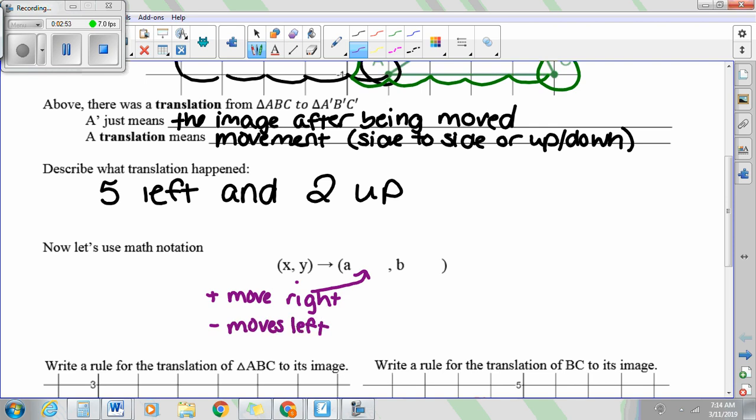And that kind of makes sense because see how A comes first and X comes first. X talks about left-right movement, so a plus or minus on the A will move us either left or right. So here, the B goes with the Y, so we're talking about up-down movement. So here, a plus will move up, and a minus will move down.